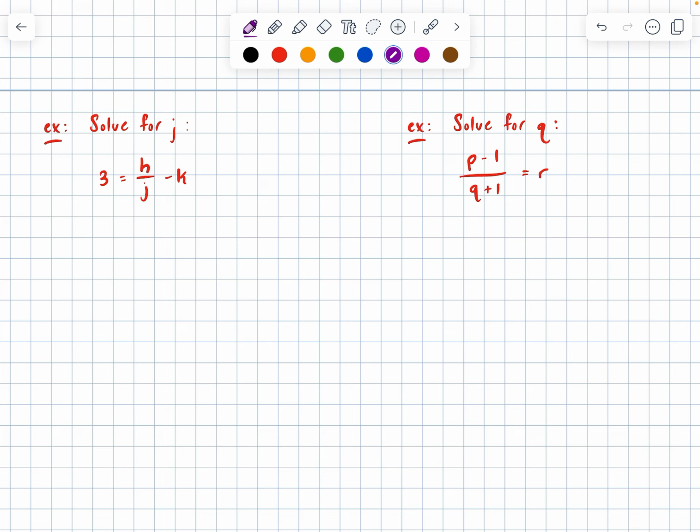3 equals h over j minus k. So I see a j in the denominator, but I also see a negative k. Give me an option here. What choice could you make?